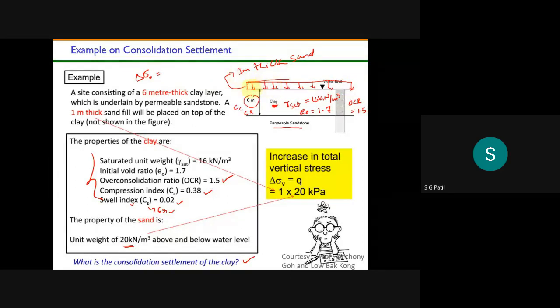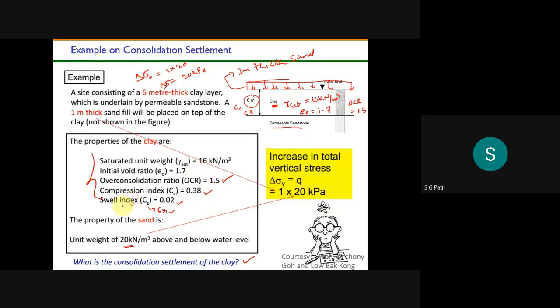So how to find out the weight of this sand layer? This is 1 meter thick, multiplied by its unit weight. 1 into 20. So around 20 kilopascal is my delta sigma Z. Either I can write delta sigma Z or even delta sigma also I can write. Both are the same. 20 kilopascal.